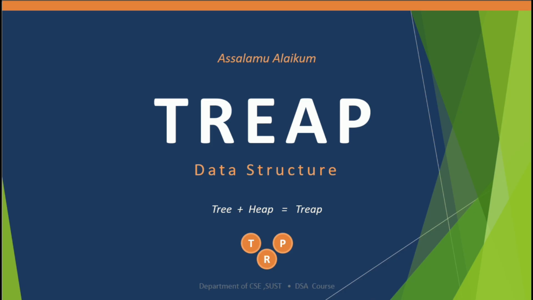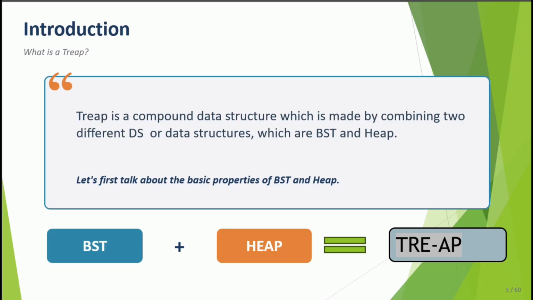Before understanding TREAP, we first need to understand the two data structures behind it. TREAP is basically a combination of binary search tree or BST and heap. BST helps maintain ordered keys and heap helps keep the structure balanced. TREAP uses both properties together.